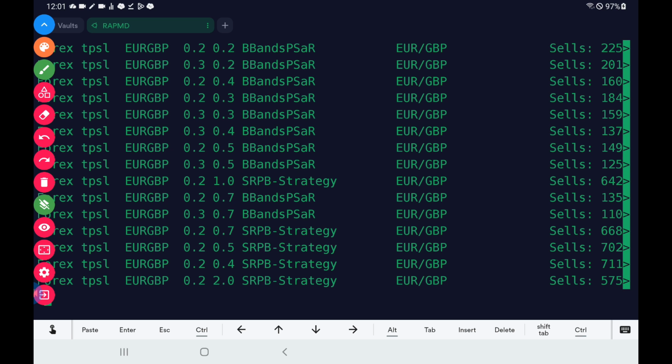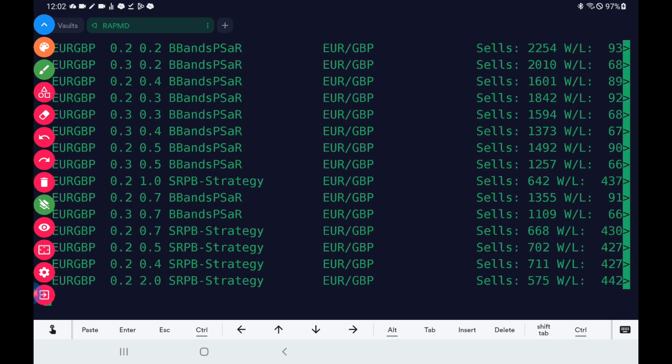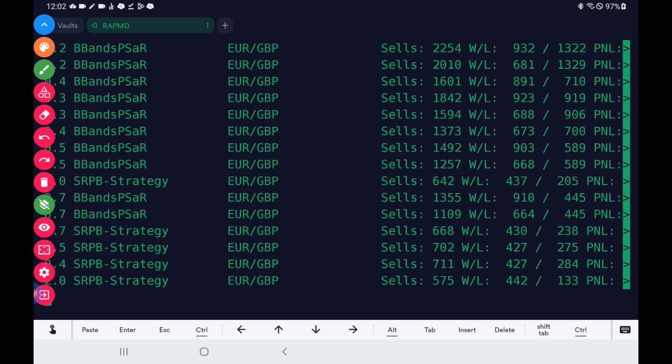But before we move the screen, I want to point out something very specific. Bollinger Band's parabolic SAR was one of the best strategies with ADA USD. And ironically, here in Euro GBP, it is one of the worst. So now we are moving the screen to the right, and we can see the sells, the wins versus the losses. And then on the extreme right, it will be the P&L when I get that far. But we can see clearly that the losses in many cases are very substantial.